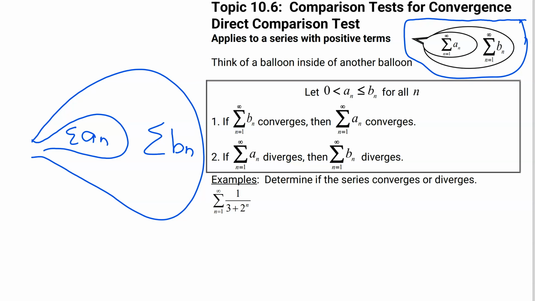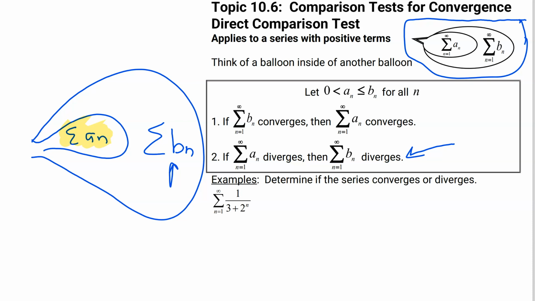Let's say that A sub n goes to infinity. You inflate so much air in it, it blows all the way out to infinity. Wouldn't it also force B sub n to go to infinity? That's what this bottom piece is saying: that if A sub n diverges, if the small balloon blows up to infinity, well then B sub n is going to have to go to infinity.